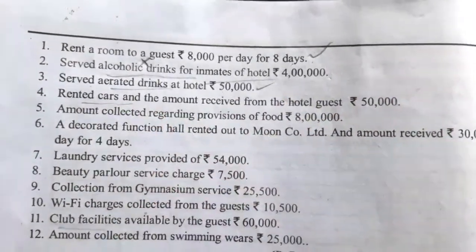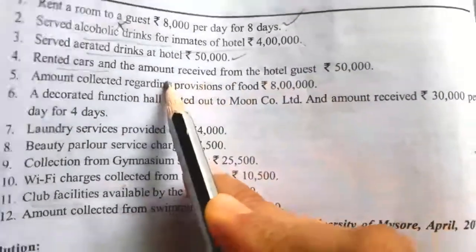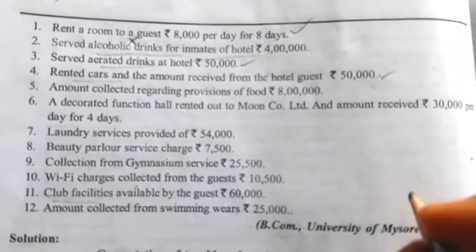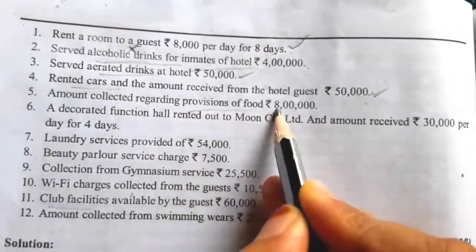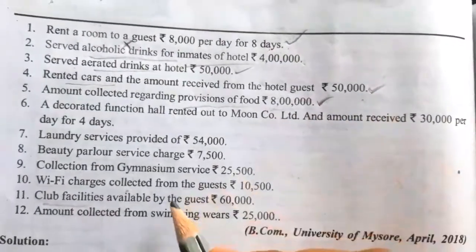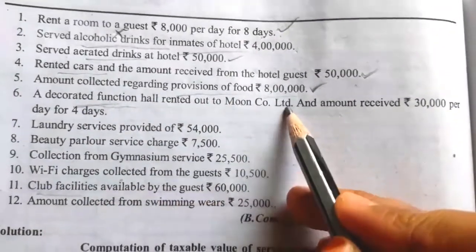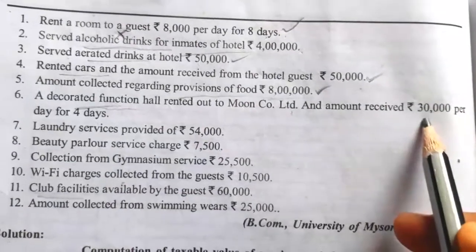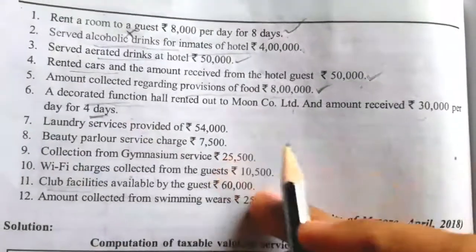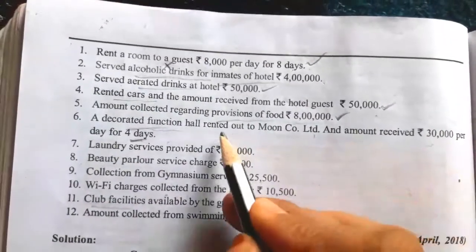Then rented cars and amount received from hotel guest. So here this hotel has rented a car to a hotel guest and the amount received is 50,000. It is taxable, so we have to take it under taxable supply. Then amount collected regarding provision of food. For provision of food, this hotel has collected the amount of rupees 8 lakh. So this is also we have to add. It is taxable. Then a decorated function hall is rented to a Moon Company Limited and from them the amount received is 30,000 per day. So it is taxable. So 30,000 into 4. Total 4 days, per day rent is 30,000. So 30,000 into 4. So this is taxable.